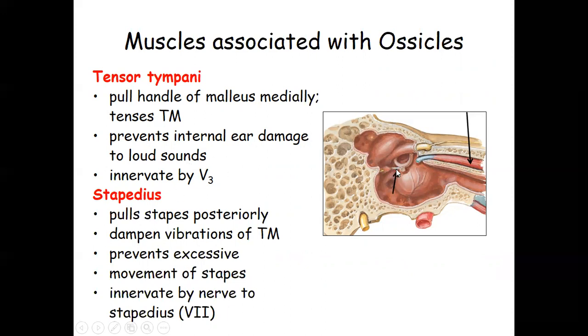And then this is the stapedius muscle. You can see here, this is the stapes. What is the function of this muscle? It pulls the stapes posteriorly, so it dampens the vibration of the tympanic membrane. It prevents excessive movement of the stapes. This muscle is innervated by the nerve to the stapedius muscle, which is a branch of the seventh cranial nerve.